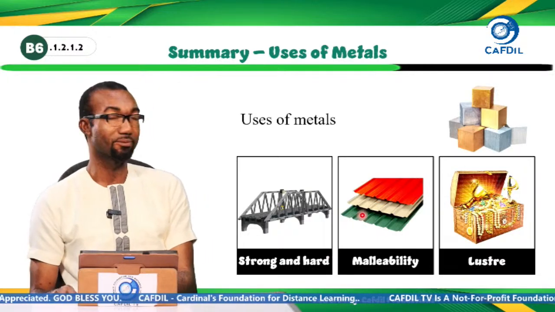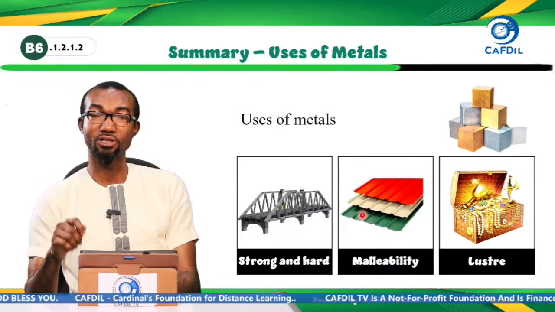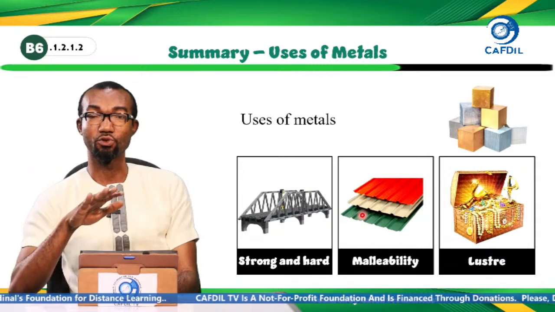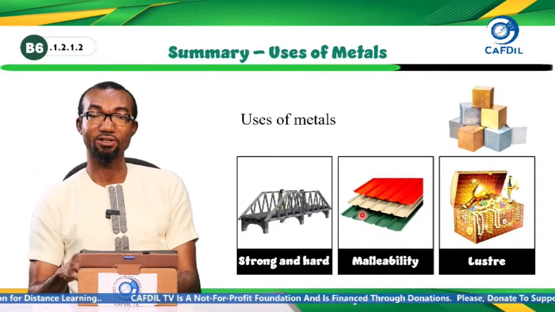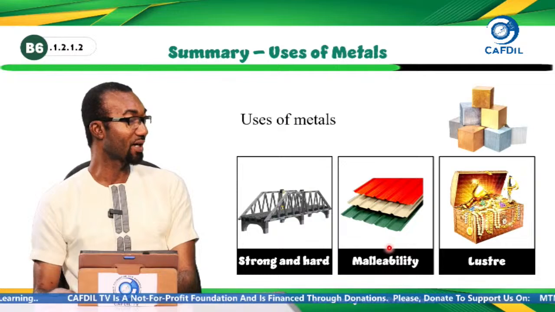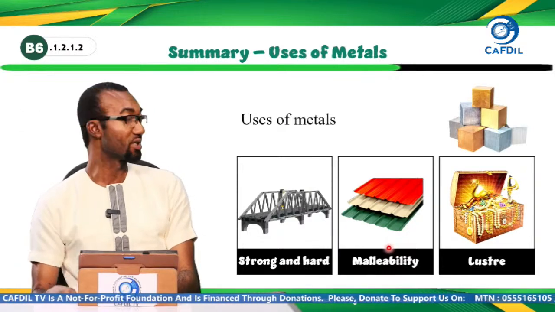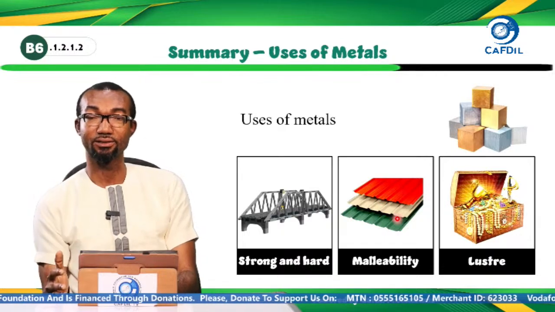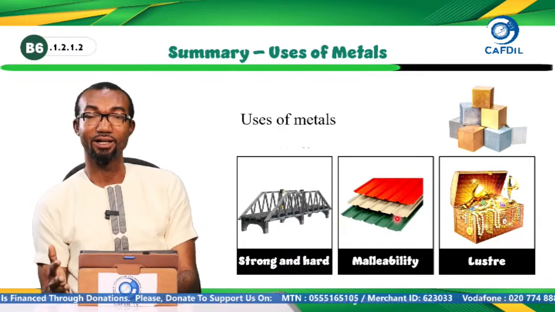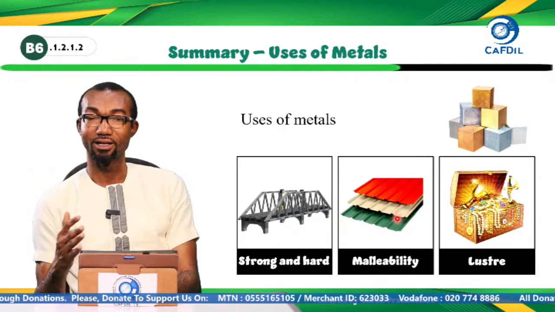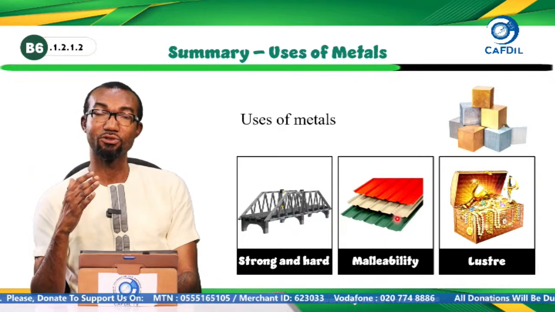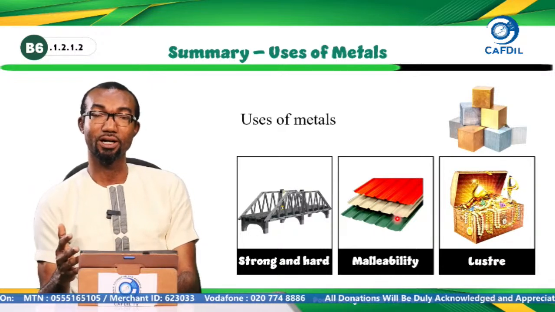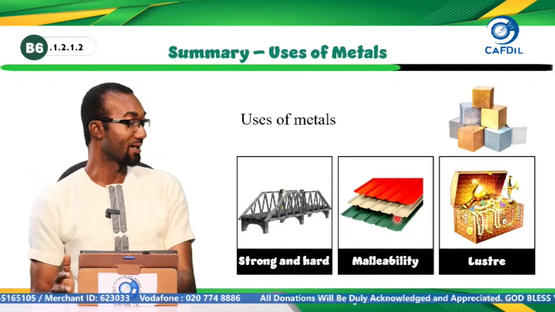Then malleability, the ability of metals to be beaten into shapes or into sheets. And because we can beat those metals into sheets, we can use them to manufacture roofing sheets and utensils. We can use them to make the blade of a fan, cutlery, a cutlass, a spade, and a hand trowel, as you saw in the lesson.